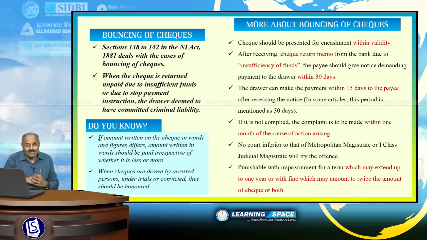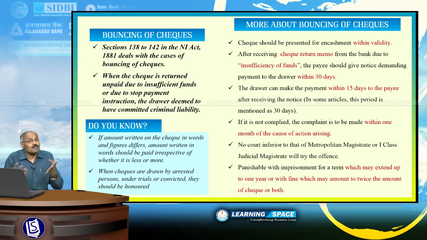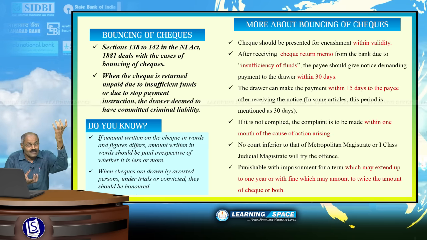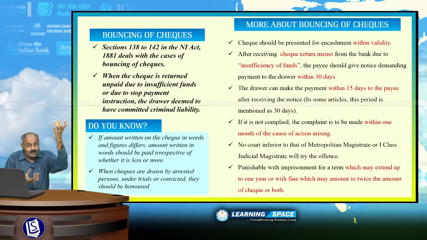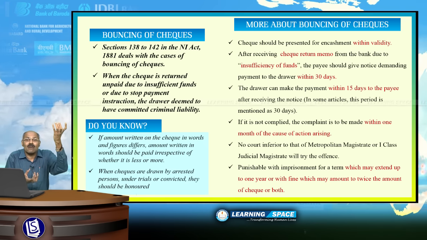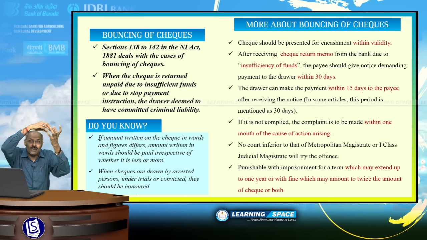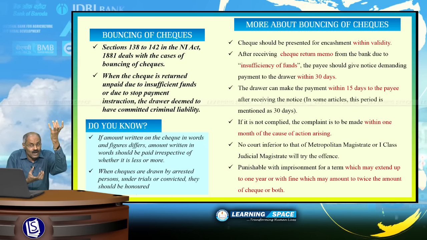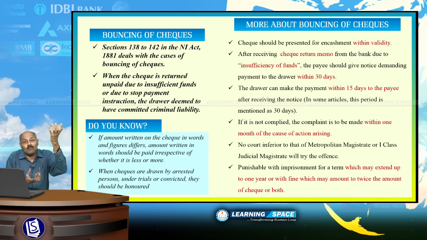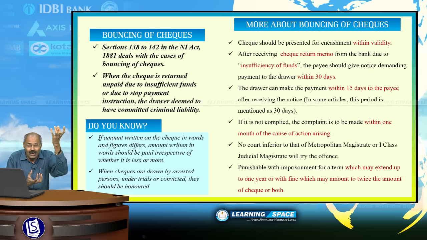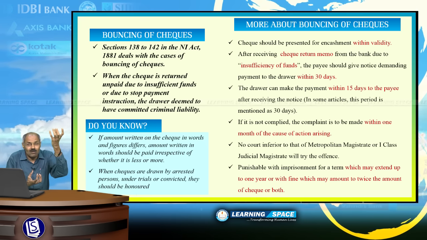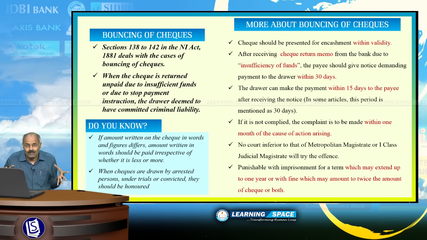So, bouncing of checks, all of you are well aware. What is meant by bouncing of a check? X has given a check to Y, but Y could not get the payment from his bank because sufficient amount is not available in the account of X. In those circumstances, that is called dishonor of the check.